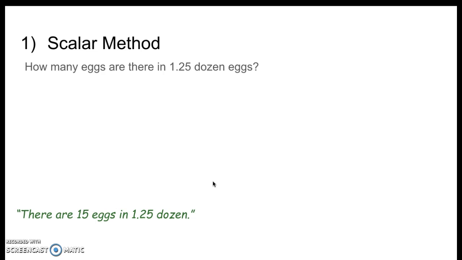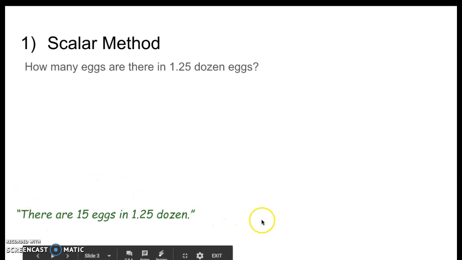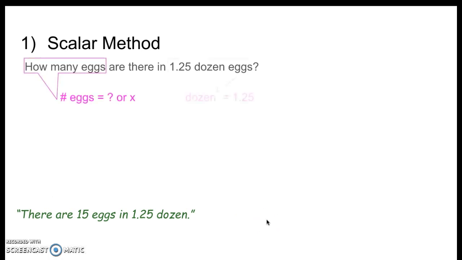Okay, scalar method. So this is the sort of method you would do mentally. If you were asked the question, how many eggs are there in 1.25 dozen, you could probably solve that mentally and say that there are 15 eggs in 1.25 dozen. What exactly are you doing mentally?